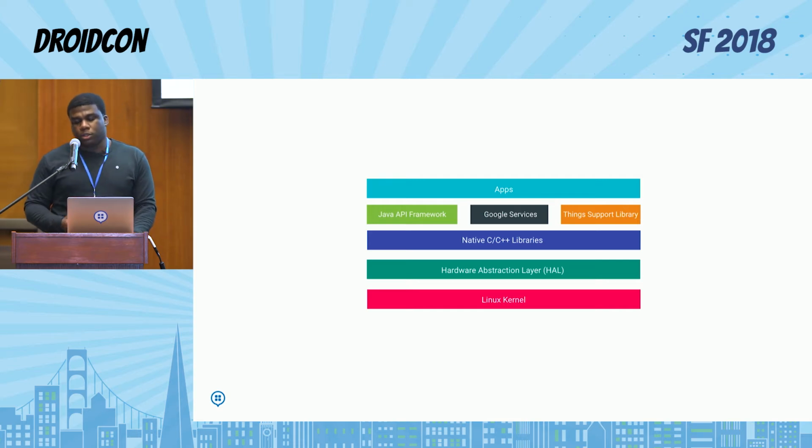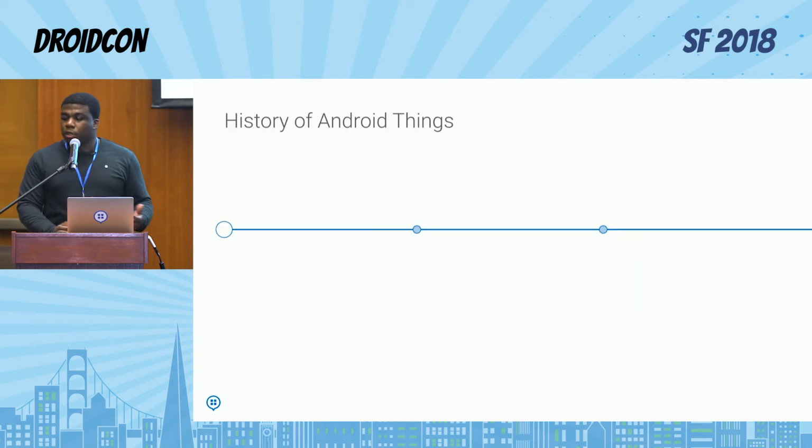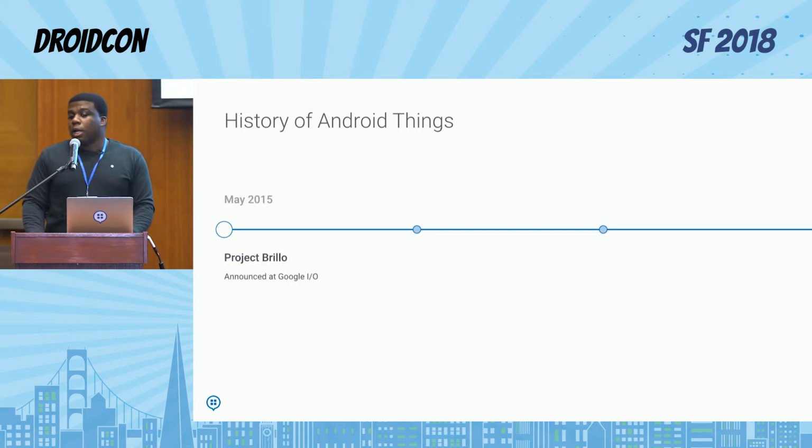And with Android Things, it only exposes one app at a time, as opposed to multiple apps at a time, like your phone or tablet will actually do. So to get into the history of Android Things, about 3 years ago, it was announced at Google I/O in 2015, and it was under the name Project Brillo.